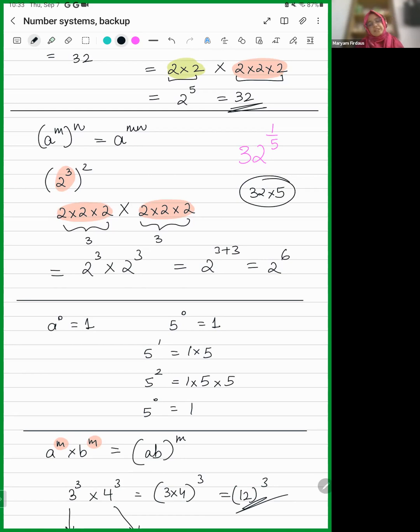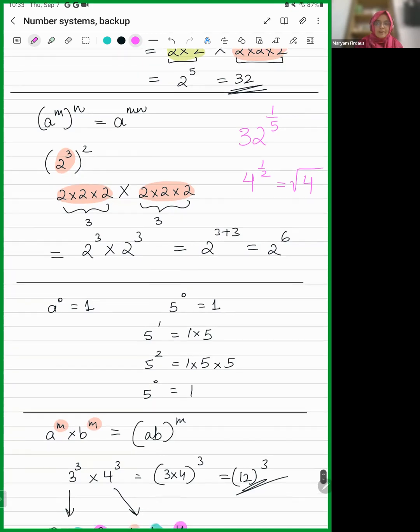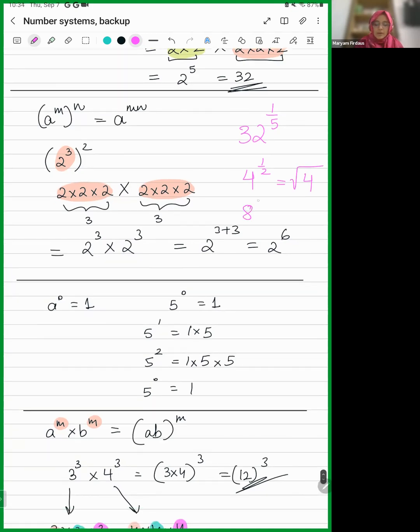32 into 5 is a very different thing. Let me tell you what this means. When you have a fraction, remember this very carefully and please listen attentively, everyone. When you have a fraction in the exponent, the fraction denotes a root. So for example, if you have 4 to the power half, this means square root of 4. If you have 8 to the power 1 by 3, this means cube root of 8.